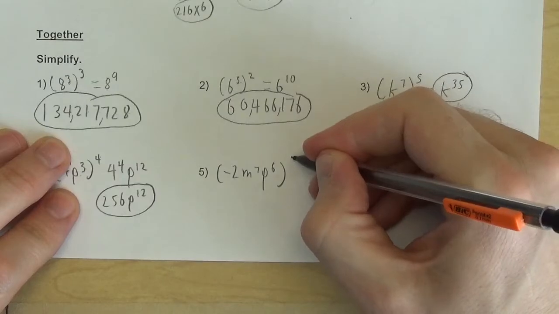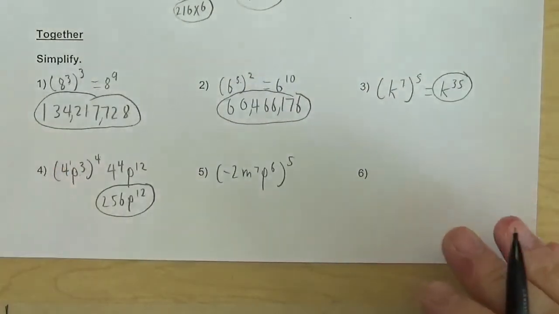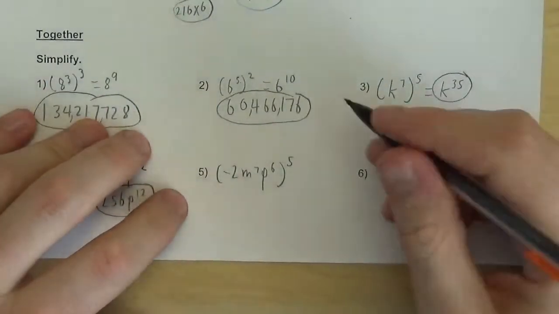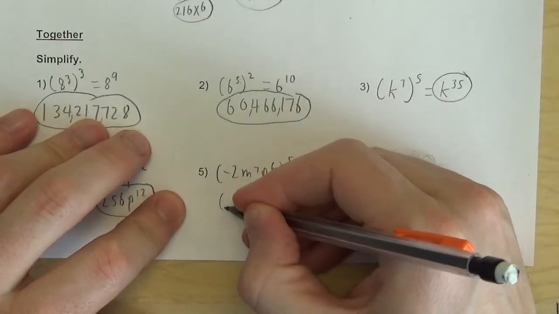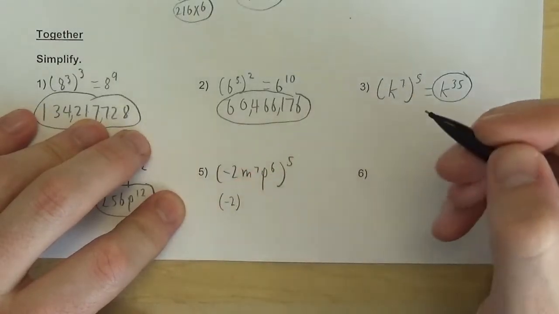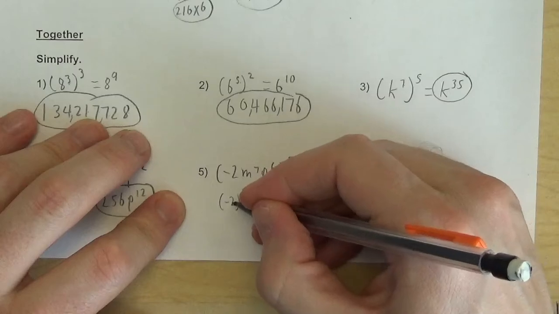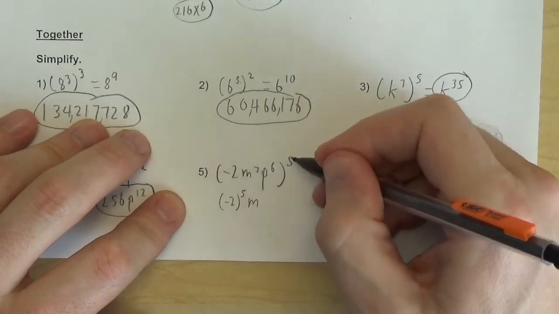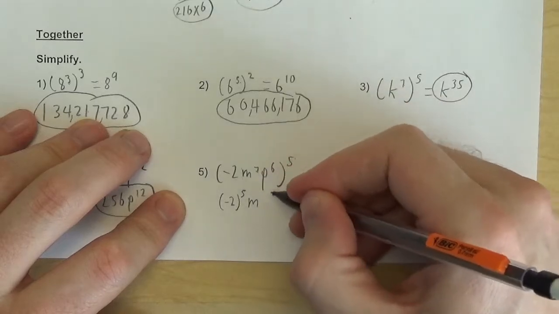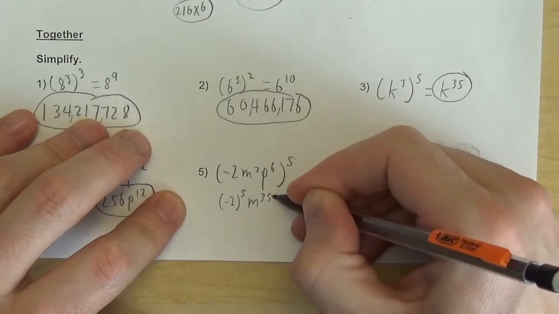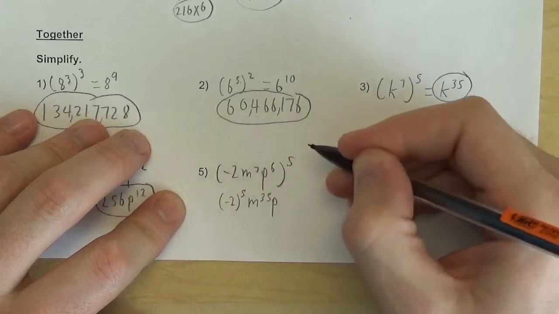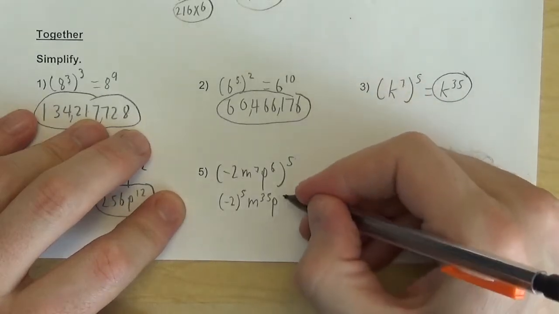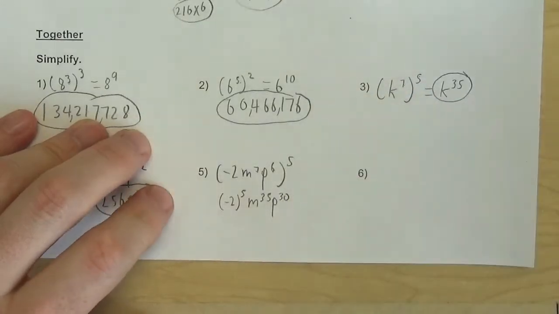Okay, number 5 is, in parentheses, -2 m to the 7th, p to the 6th, all that to the 5th. So that means all these get an exponent of 5. So -2, because it is a negative number, we want to give it its own set of parentheses to make sure that the negative stays with that. So (-2) to the 5th, m to the 7th to the 5th, multiply those and you get m to the 35th. And then p to the 6th to the 5th, 6 times 5, p to the 30th.